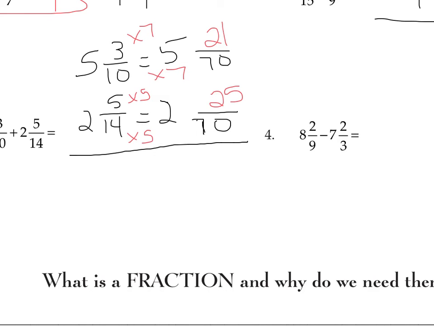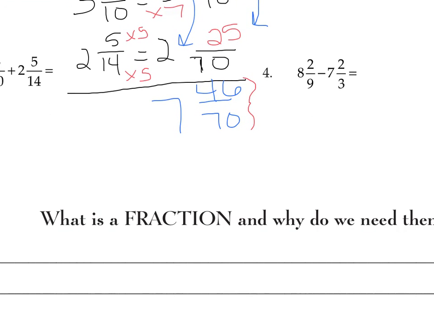And when we add these now, the denominator is going to be 70. 21 plus 25 is 46. And 5 plus 2 is 7. This is great, except 46 over 70 can be reduced. They're both divisible by 2. So when we divide them both by 2, the whole number is staying the same. 46 divided by 2, 70 divided by 2. And this is what we get fully reduced.